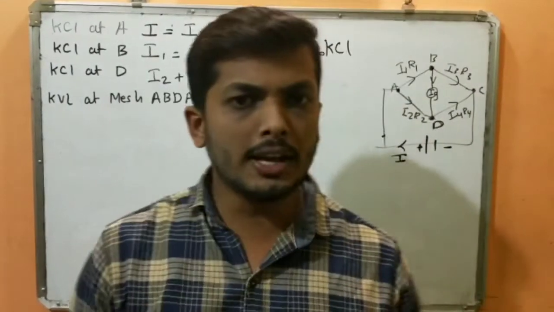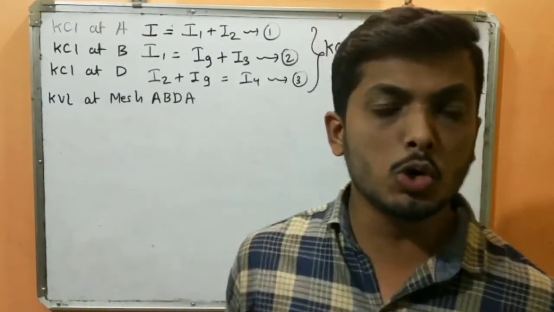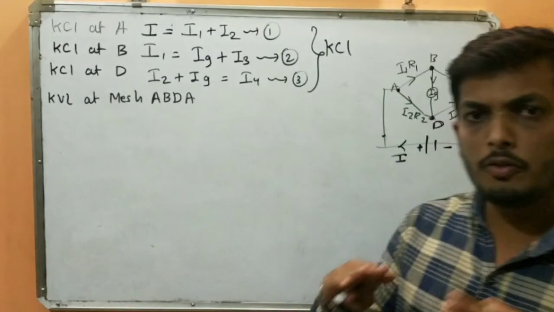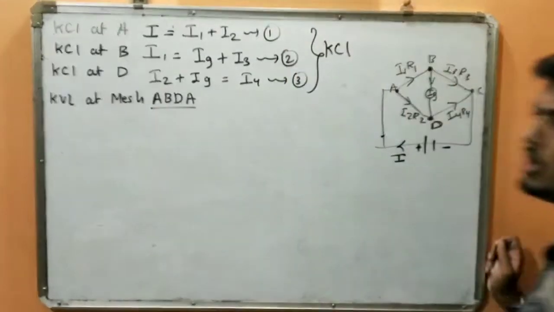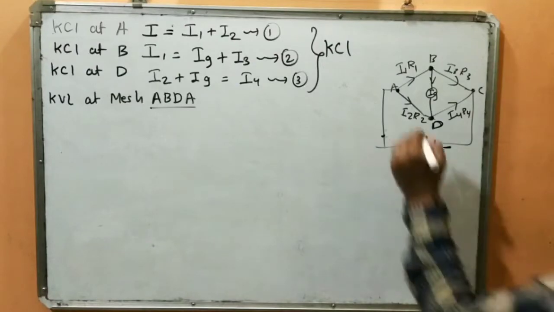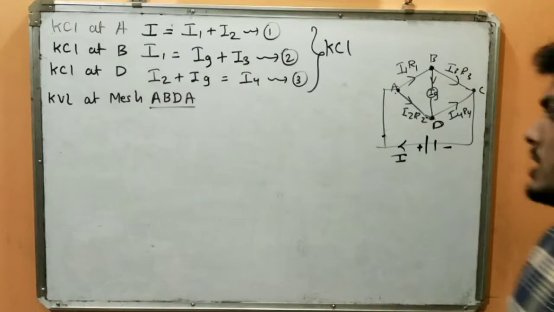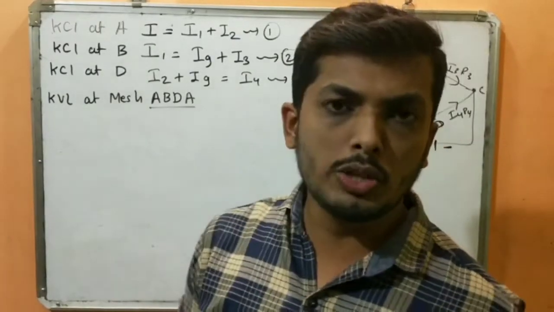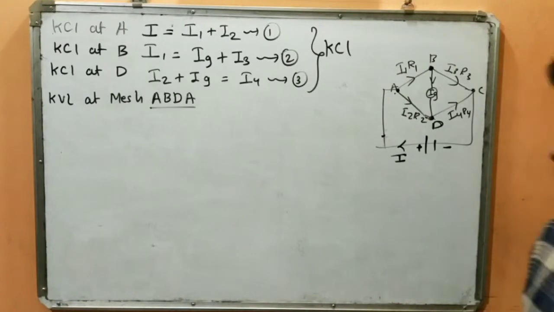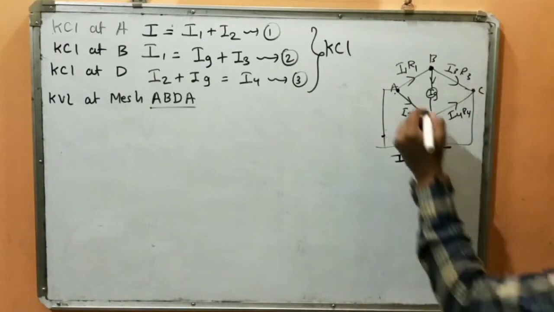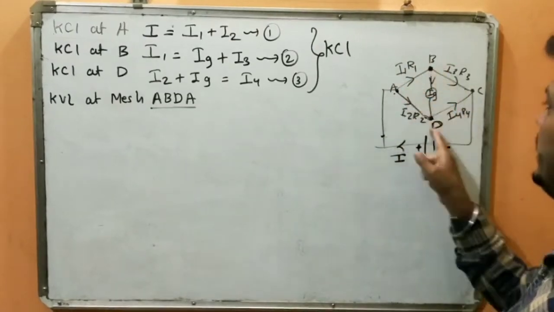Now I am going to apply Kirchhoff's voltage law at mesh ABDA. For Kirchhoff's voltage law, I told you that it should be a closed path. An electrical network should be a closed path, or a mesh. So the mesh here is ABDA. And I had told you that the sum of the IR products will be equal to 0. The net potential of the system will be equal to 0.